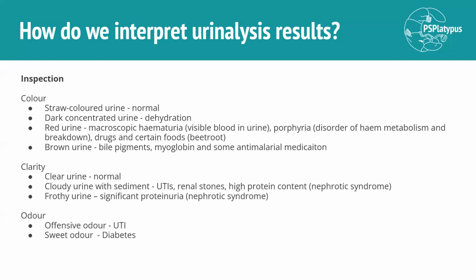In terms of clarity, clear urine is what we typically expect. Cloudy urine would occur with sediment, in UTIs, renal stones, and high protein content, such as in nephrotic syndrome. Frothy urine, on the other hand, indicates significant proteinuria. In terms of odor, a very offensive odor is indicative of a UTI, remembering that typically urine isn't very nice smelling. Sweet odor is indicative of diabetes.